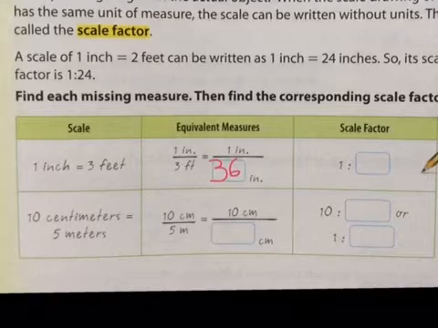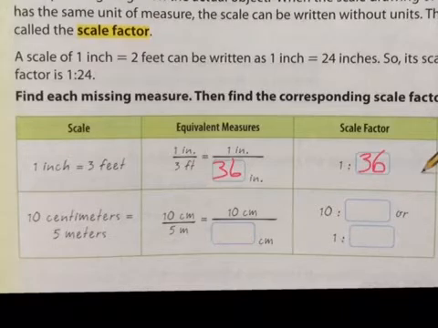So my scale factor is 1 to 36. Sorry, that's an ugly 36. And for the next one, we have 10 centimeters. Right there, 10 centimeters is 5 meters. So 10 to 5. We can change.